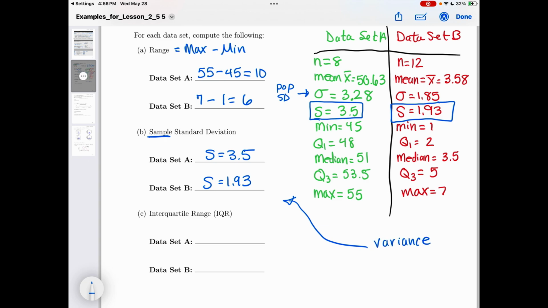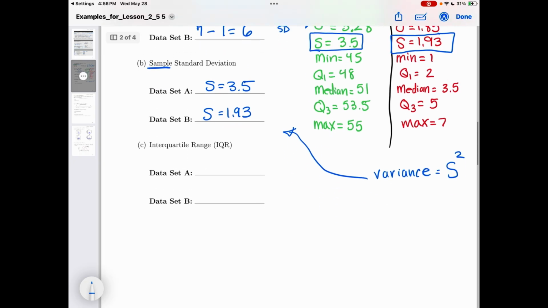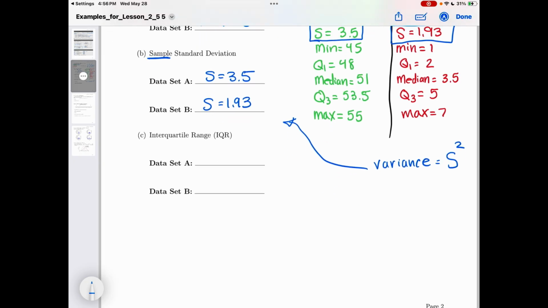Now, I didn't have this written in the example, but if we're looking for the variance, then you take whatever the standard deviation is and you square that. That will give you your variance.